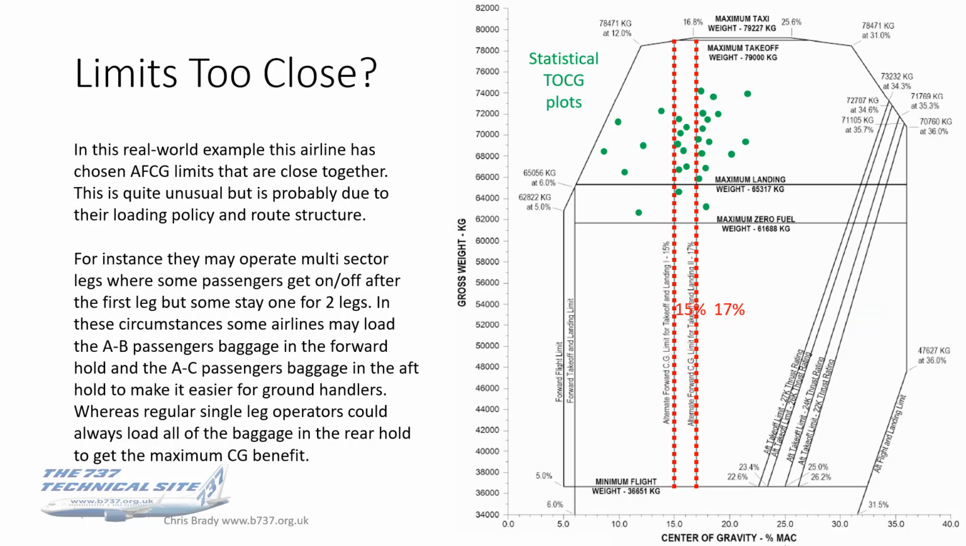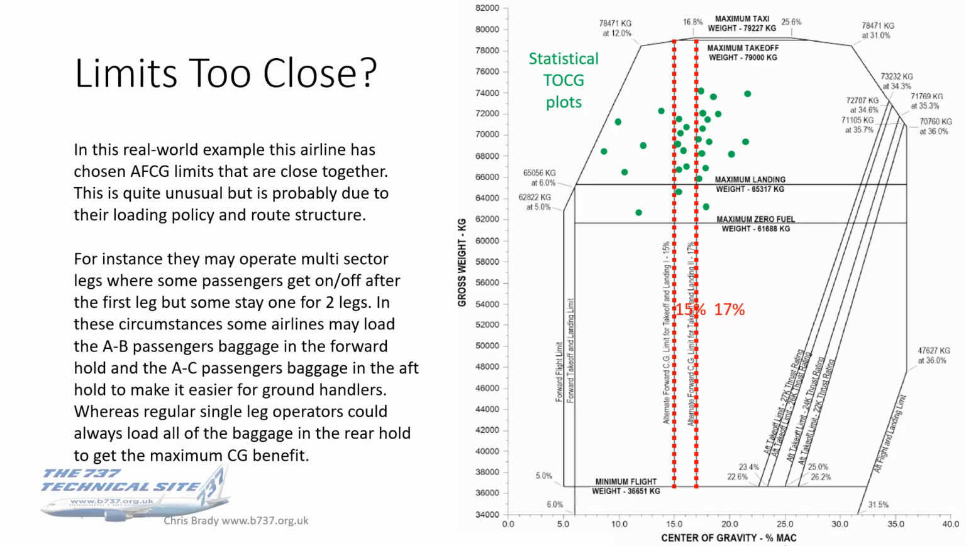Now, this is a bit of an oddball, but I have the example, so I thought I'd show it to you. This is a real world example, so these aren't my made up limits, but the green dot data is my stab at statistical takeoff CG plots. This airline has chosen to have its alternate forward CG limits quite close together, and I say this is unusual, but it probably works for them. They must have had a reason for choosing these limits, and my guess is probably due to their loading policy and route structure.